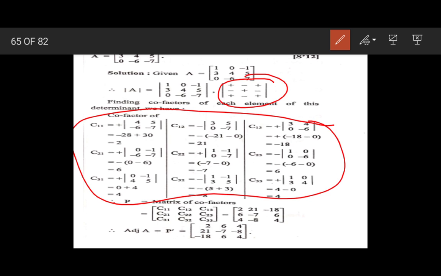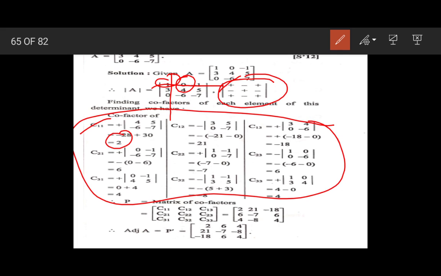For the cofactor of each element, first we have to take the sign. C11 means cofactor of the first number, which is 1. So first we take the sign. The sign for 1 is plus. Then after deleting the position of 1, we get the determinant of 4, 5, minus 6, minus 7. So the cofactor for element 1 is 2.